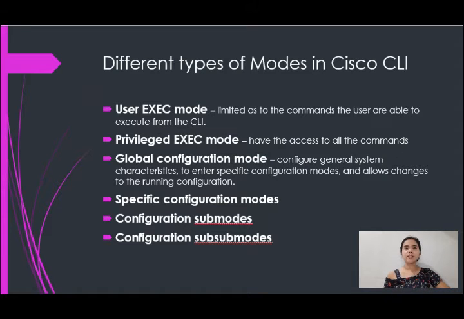There are several different types of modes in Cisco CLI. These are the following. First is the user exec mode, which limits the commands the user is able to execute from the CLI. Second is the privileged exec mode, which has access to all the commands. And third is the global configuration mode, which configures general system characteristics, is able to enter specific configuration modes, and allows changes to the running configuration. Another three are the specific configuration modes, the configuration submodes, and the configuration sub-submodes.